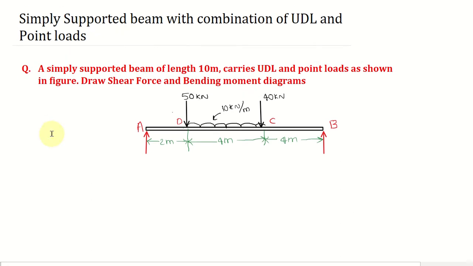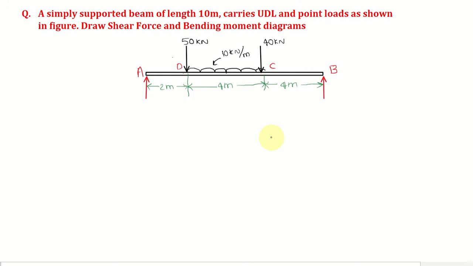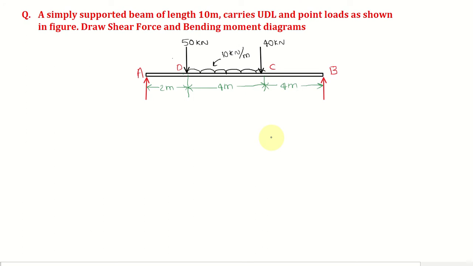In this video, let us see the simply supported beam with the combination of UDL and point loads and a numerical problem. Let us straight away look into the problem. A simply supported beam of length 10 meter carries UDL and point loads as shown in the figure. Draw shear force and bending moment diagrams. This is the beam which we are talking about. So let us now find out shear forces and bending moments, and now try to draw their diagrams.